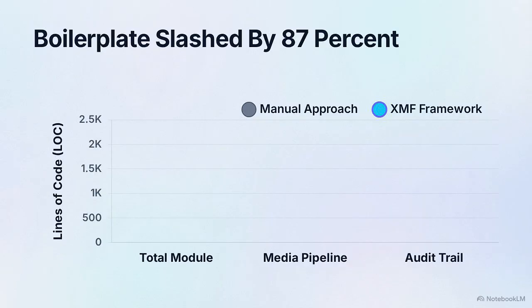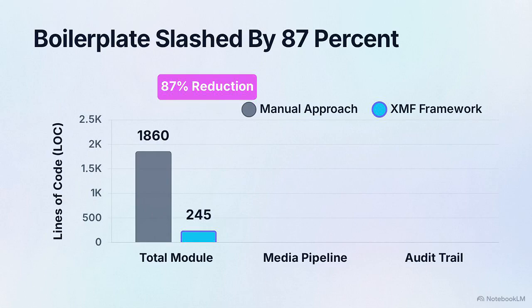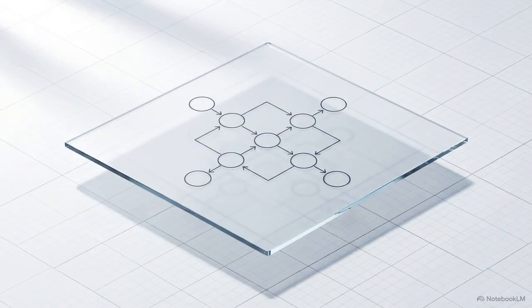This animated diagram tracks the macro impact of the framework. We see an 87% reduction in the boilerplate code required to build a module, dropping from over 1,800 lines of manual code down to just 245. Looking closely at the specific subdivisions, the drop is starkest in complex features. A media upload pipeline that used to take 150 lines of code now takes 15. An append-only audit trail drops from 200 lines to exactly 10. By eliminating this specific infrastructure boilerplate, developers can shift their resources toward writing pure domain logic.